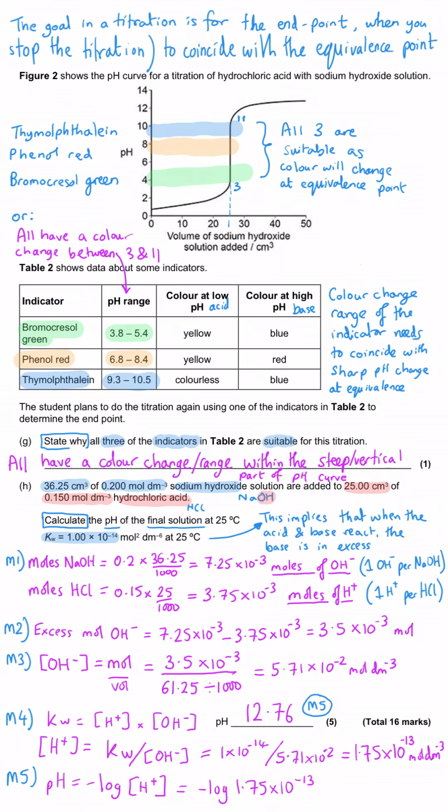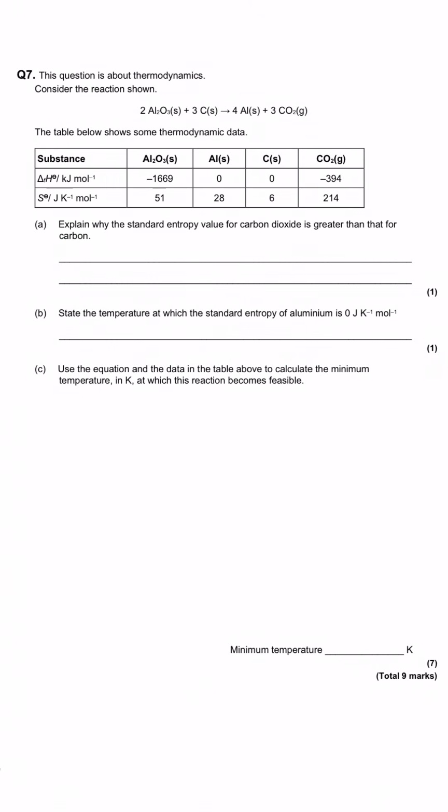So 12.8 would still get you that 5th mark here, but I recommend 2 decimal points for those good habits. This question is about thermodynamics. Consider the reaction shown. We've got 2 moles of aluminium oxide, which is a solid, reacting with 3 moles of carbon, also a solid, and it turns into 4 moles of aluminium, still a solid, and 3 moles of carbon dioxide, this time that is a gas.